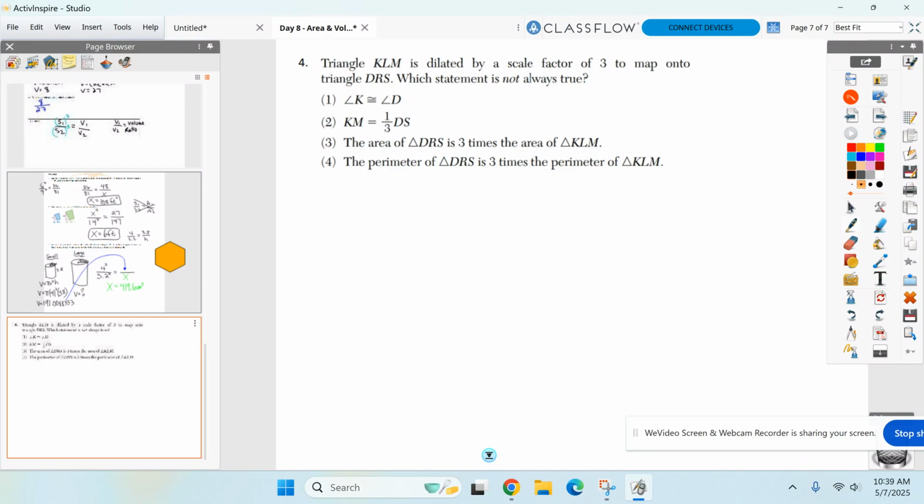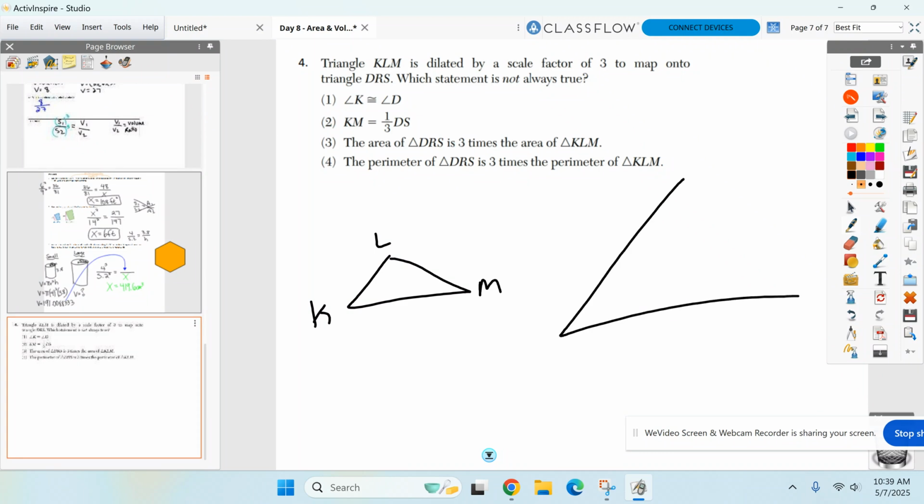Triangle KLM is dilated by a scale factor of 3. Nice. So is this KLM? Is this bad boy getting bigger or smaller? Bigger. Scale factor is bigger than 1. And we're getting triangle DRS. Which statement is not always true?